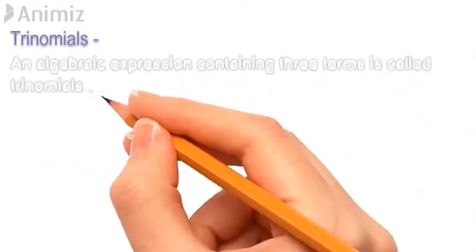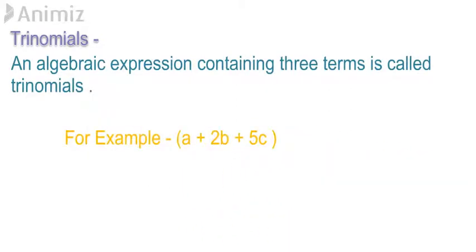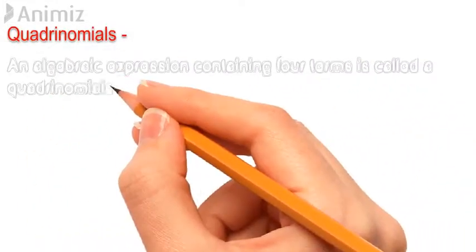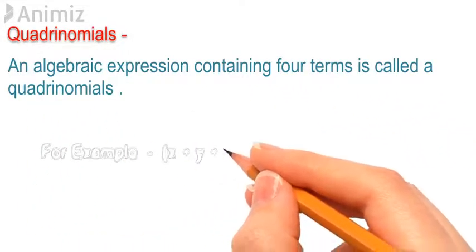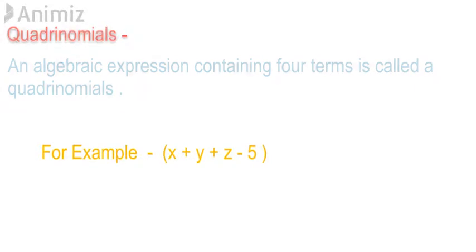Now we will study trinomial. An algebraic expression containing 3 terms is called trinomial. For example, a plus 2b plus 5c. We can see that there are 3 terms. Quadrinomial. An algebraic expression containing 4 terms is called quadrinomial. For example, x plus y plus z minus 5. There are 4 different terms, so they are called quadrinomial.